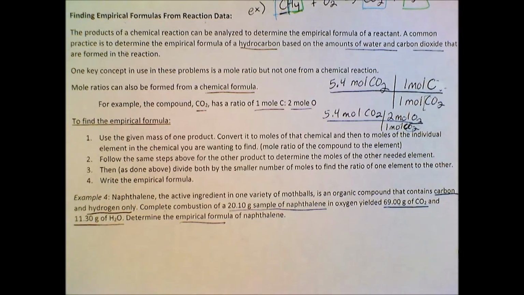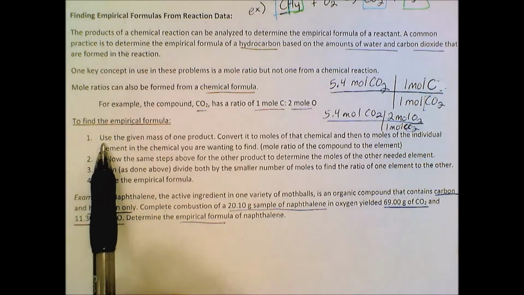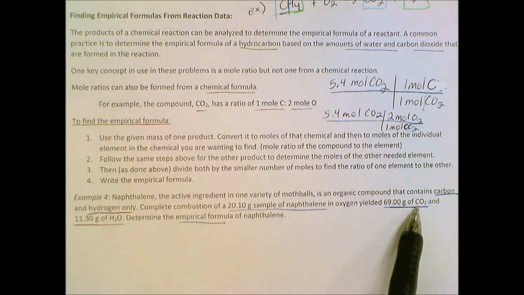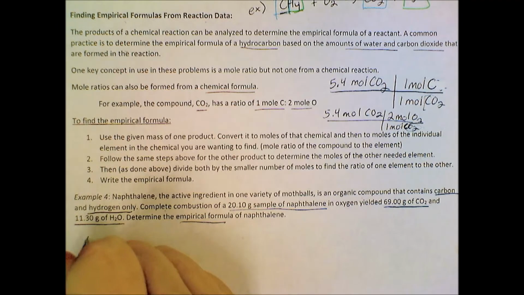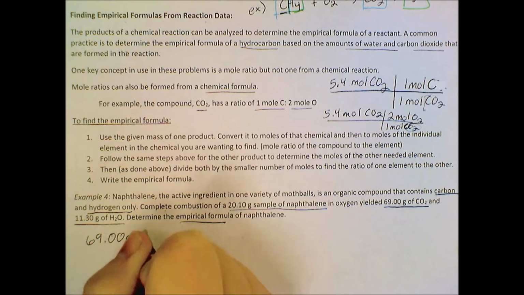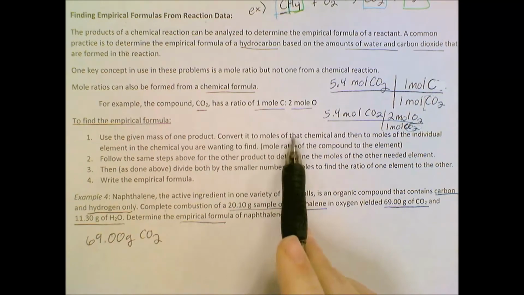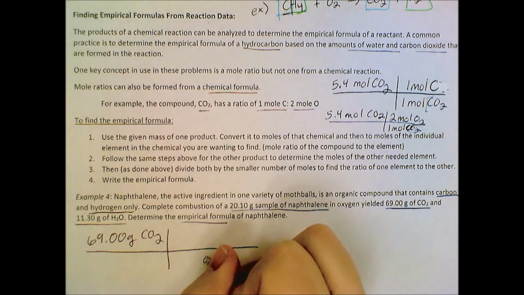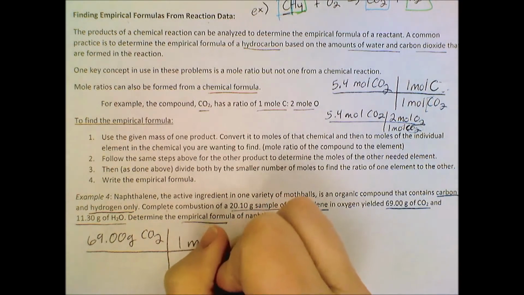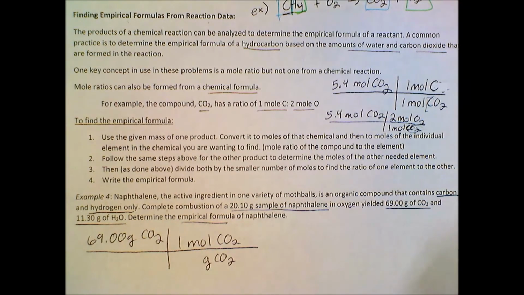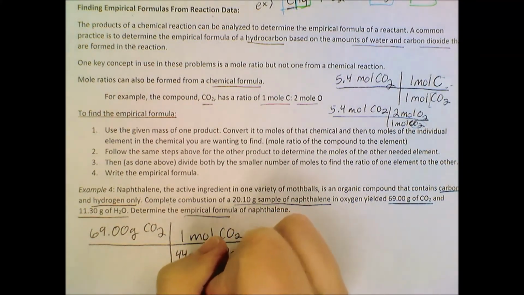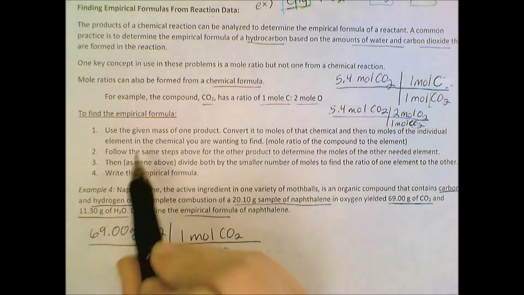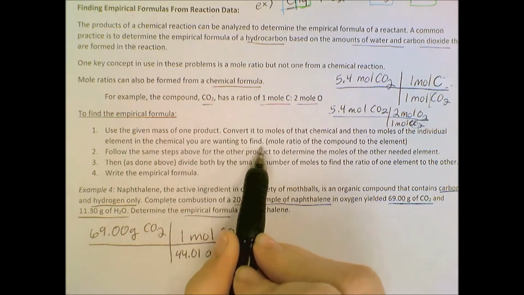So let's take a look at this. Our first step says to use the given mass of one product. One of our products is CO2, so we're going to start with that one. I'm going to go ahead and write it down. Convert it to moles of that chemical. Let's do that, because we know how to do that. Grams of CO2, 1 mole of CO2. The molar mass of carbon dioxide is 44.01. Then 2 moles of the individual element in the chemical you are wanting to find.